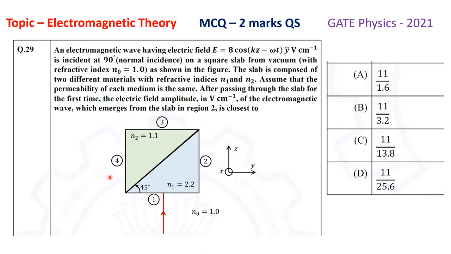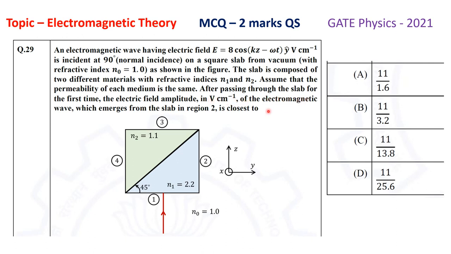So according to this schematic diagram, an electromagnetic wave is incident on surface 1 of the square slab at 90 degrees. The slab is composed of two different materials with refractive indexes N1 and N2. So in the square slab, two regions, that is green and blue, are divided by this diagonal, and this green region has refractive index N2 equals to 1.1 and this blue region has refractive index 2.2. Assume that the permeability of each medium is the same.